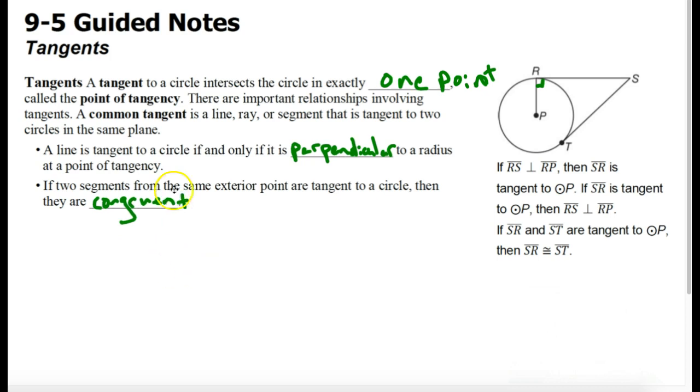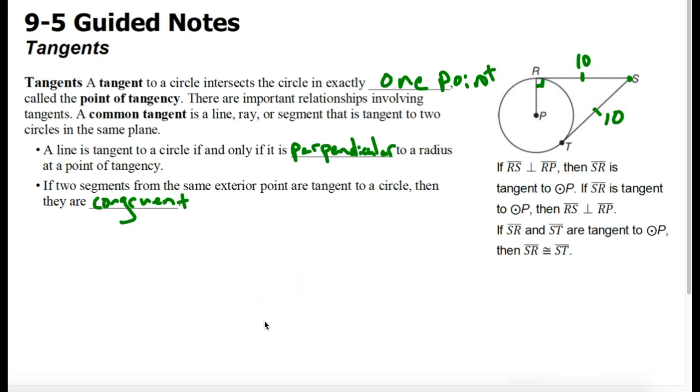Okay, so I would jot those definitions down on your notes. Right? So in this figure over here, since SR and ST are both tangent to the circle and they originate from the same point, they're congruent. They have the exact same length. So if SR is 10, ST is also 10. They're equal. They have the same length.